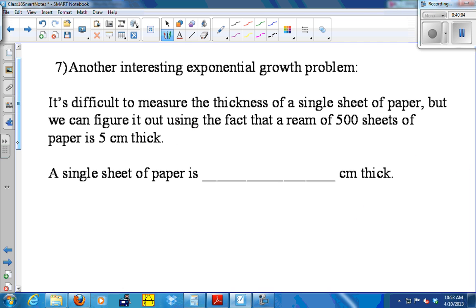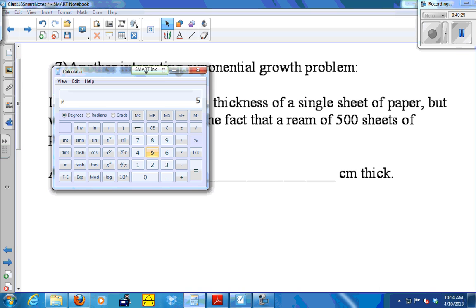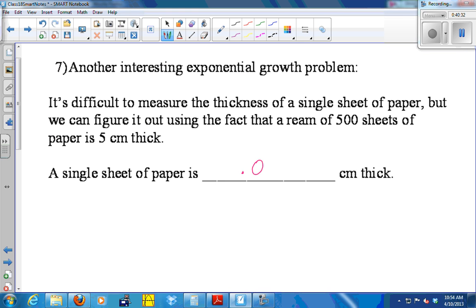So here's another interesting exponential growth problem. It's difficult to measure the thickness of a single sheet of paper, but you can figure it out by using the fact that a whole ream is 5 centimeters thick. So how would I figure out the thickness of a single sheet? Divide 5 centimeters by 500. So 5 centimeters divided by 500 sheets is 0.01 centimeters thick, a 1/100th of a centimeter.